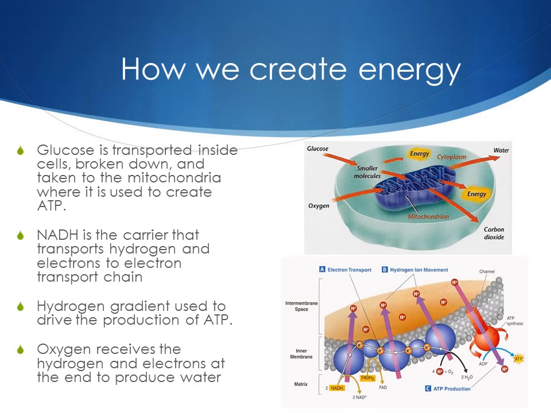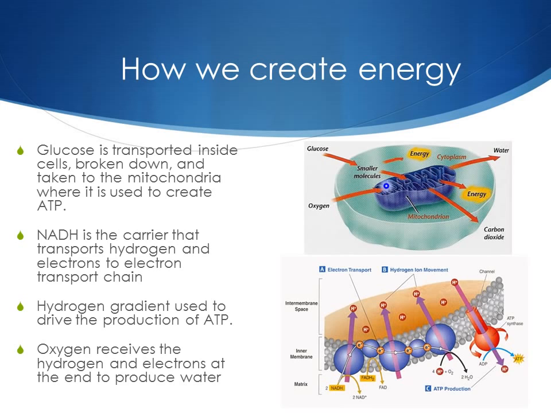So how do we create energy? Glucose is broken down into smaller molecules and taken inside the mitochondria to produce energy in the form of ATP. NADH is the carrier that transports hydrogen and electrons broken down from the glucose into the electron transport chain. The electron transport chain is located on the inner membrane of the mitochondria.